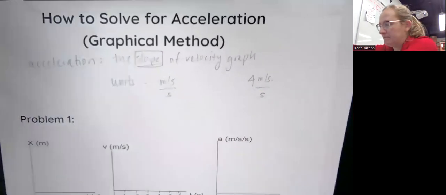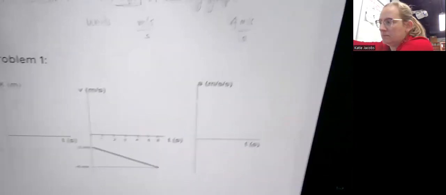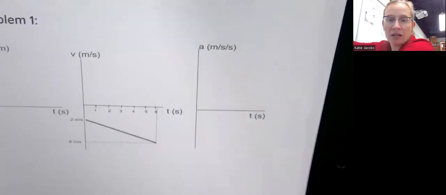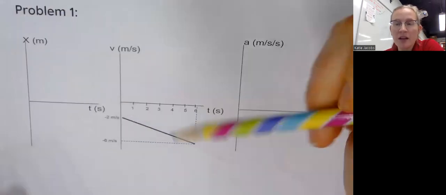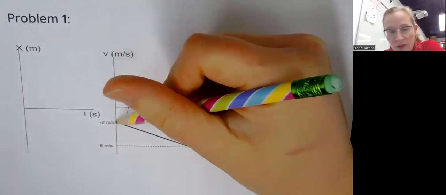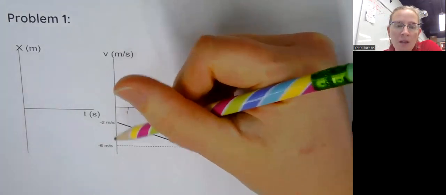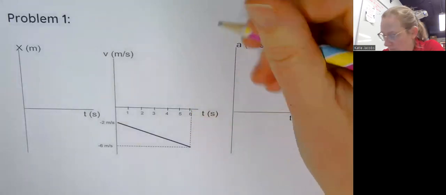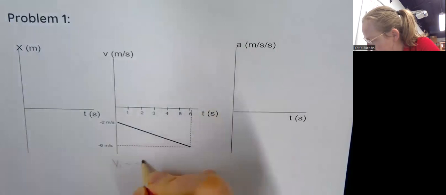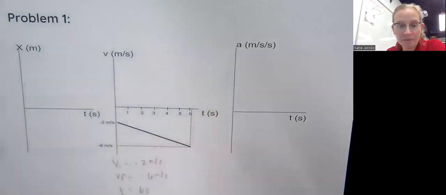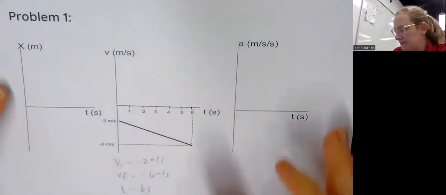Let's do a sample problem. Let's say they ask us to solve, give us a quantitative velocity time graph. A quantitative velocity time graph is a graph where you not only know the shape, but you know the numbers. I know the initial velocity was -2 meters per second. The final velocity was -6 meters per second, and the time was 6 seconds. Okay, this is the information we can pull from this graph.